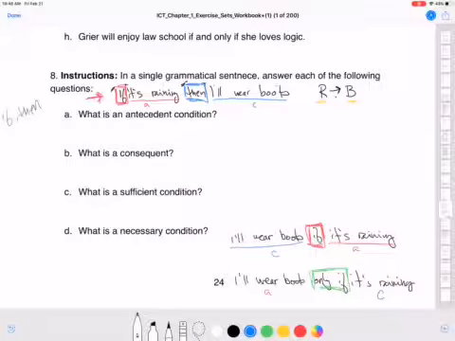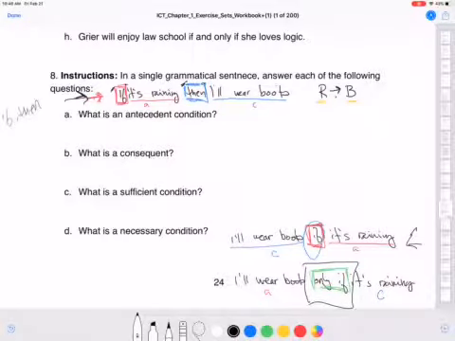So the big takeaway is that whatever comes immediately after an if by itself is an antecedent, whether that if happens in the middle of the sentence, as in this example, or at the start of the sentence, as up here. That's different when it comes to only if. When you have only if, you basically keep things in the same order. What comes before the only if is the antecedent, and what comes after the only if is the consequent.